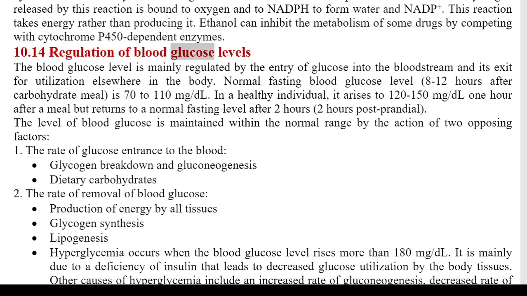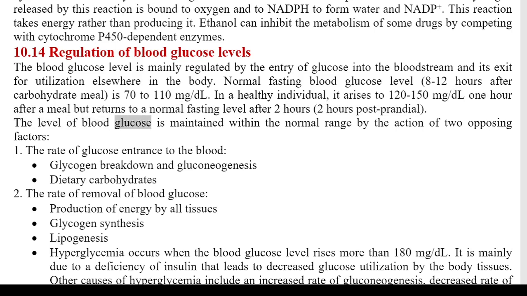10.14 Regulation of blood glucose levels. The blood glucose level is mainly regulated by the entry of glucose into the bloodstream and its exit for utilization elsewhere in the body. Normal fasting blood glucose level, 8 to 12 hours after carbohydrate meal, is 70 to 110 mg/dl. In a healthy individual, it rises to 120-150 mg/dl 1 hour after a meal but returns to a normal fasting level after 2 hours, 2 hours postprandial.